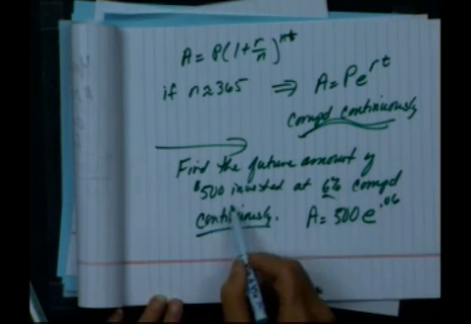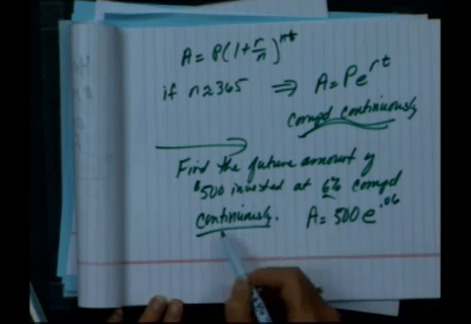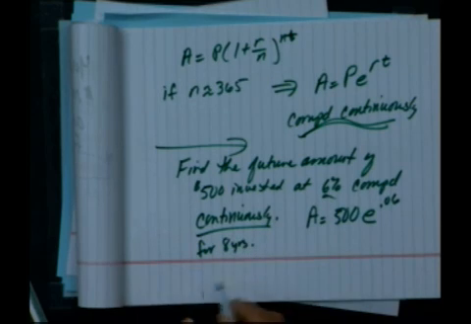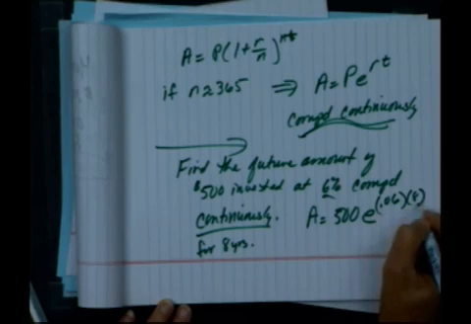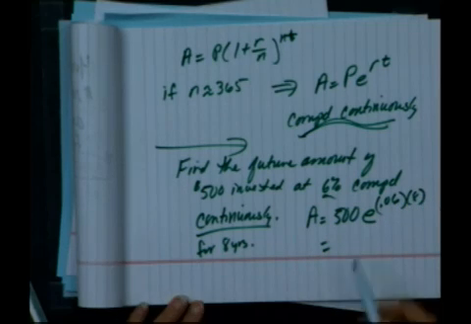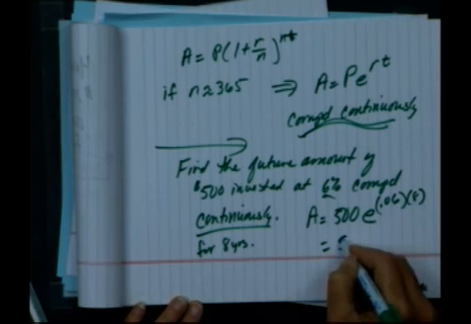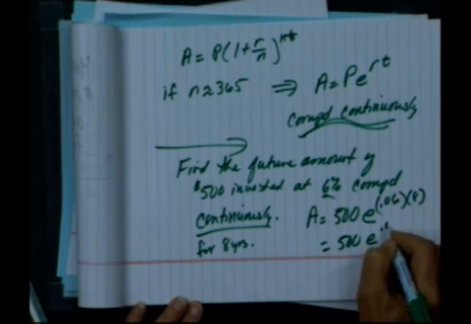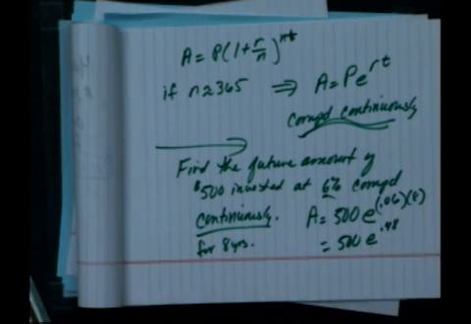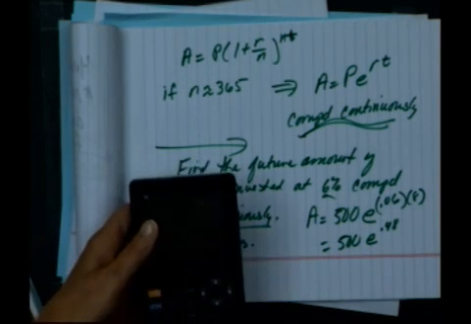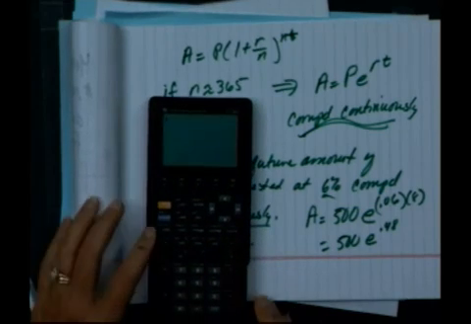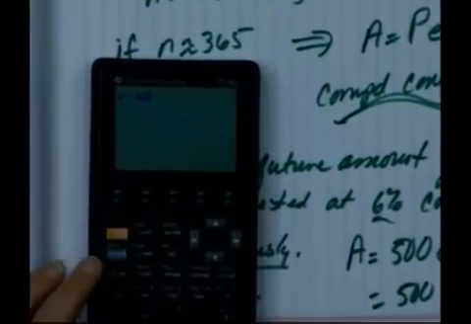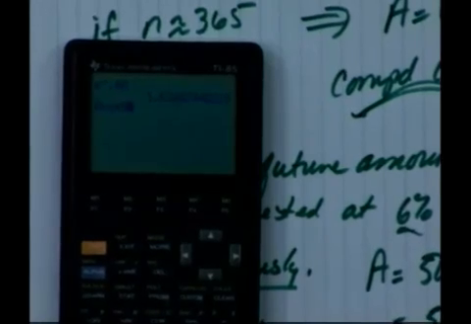Find the future amount of $500 invested at 6% compounded continuously for 8 years. And so we'll multiply that times 8. Remember you have to do your multiplication first in your exponents. That's e to the 0.06 times 8, which is 0.48. And then you just plug and chug on your calculator. So you have e raised to the 0.48, and then multiply that times 500.